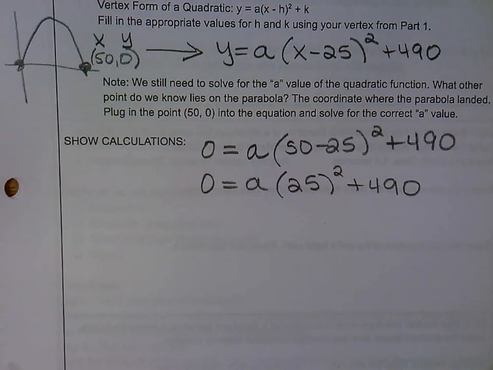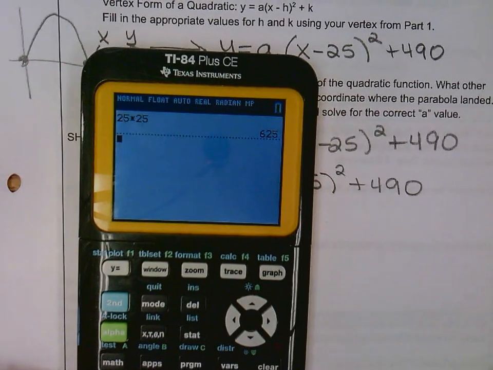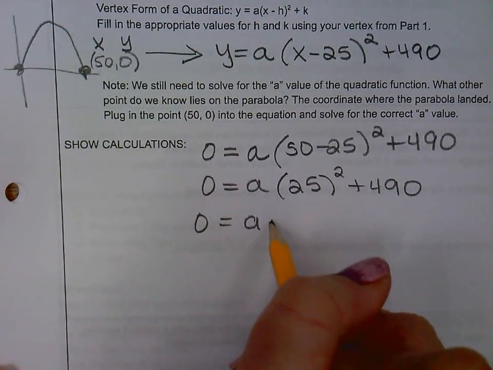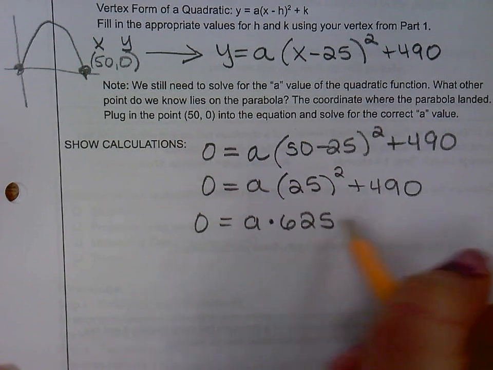I should do the exponent. What's 25 squared? 25 times 25. Oh, it's not on that chart. Isn't it 625? Does anybody know? I'm pretty sure 25 squared is 625. So 0 equals a times 625 plus 490.